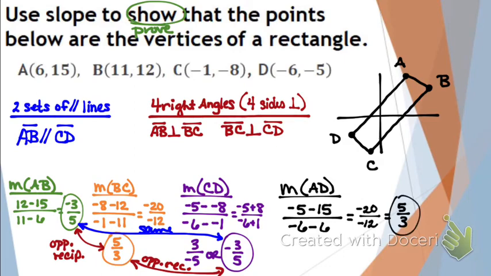All right. We still have a couple statements to make. Right now I only have one set of parallel lines and I only have 2 right angles. So what other statements do I still need to make? BC and AD are parallel. Now I have met this criteria, and I have the slopes to prove it. What else can I say?